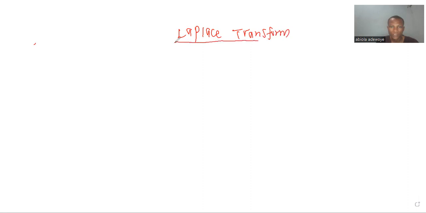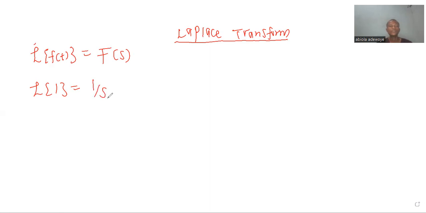Now, in our previous video, I said when we are looking for the Laplace transform of a function of t, we tend to get a function of s, which I explained: when you are looking for the Laplace transform of 1, the result is 1 over s. Now, for this video, we are going to solve more questions on Laplace transform.